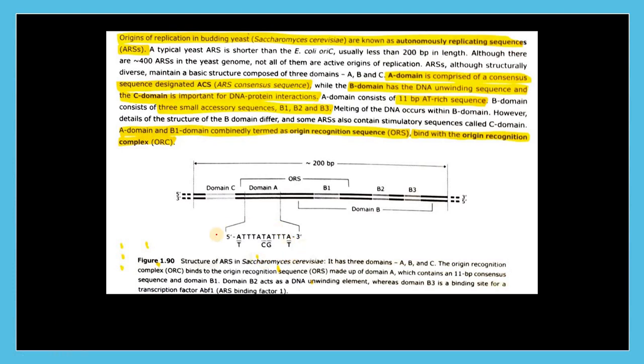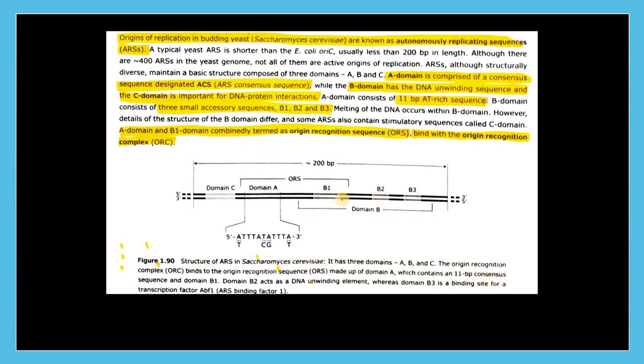So domain C is involved in facilitating this interaction between the DNA and the proteins that will be initiating the replication. Basically the A domain, which was a consensus sequence, has an 11 base pair AT-rich sequence. It's AT-rich so that it is easy to unwind the sequence. And the B domain consists of 3 small accessory sequences, B1, B2, B3. Melting of the DNA occurs within the B domain. However, the details of the structure of the B domain differ in some ARSs. Some also contain a stimulatory sequence called the C domain. So sometimes the C domain stimulates the unwinding and helps the B domain.